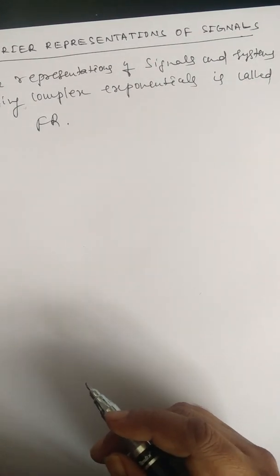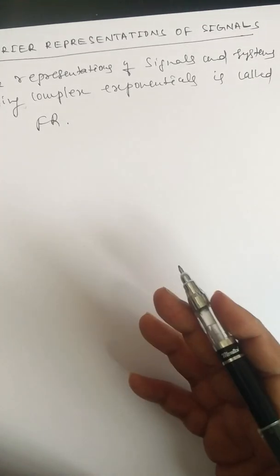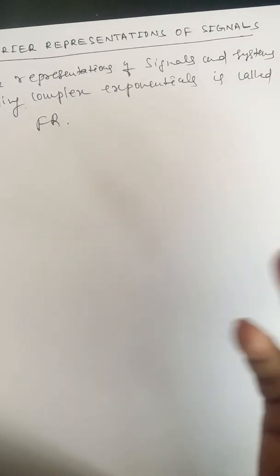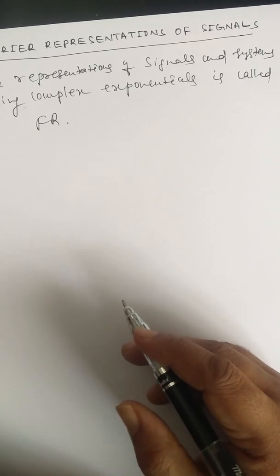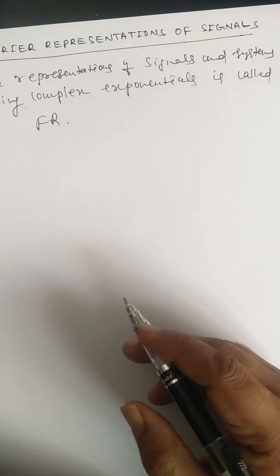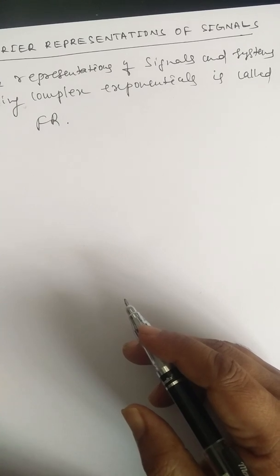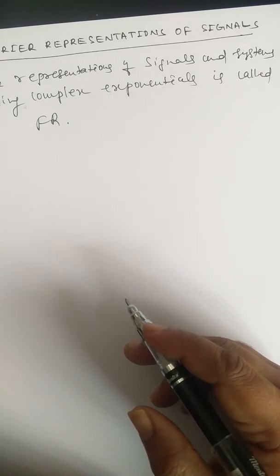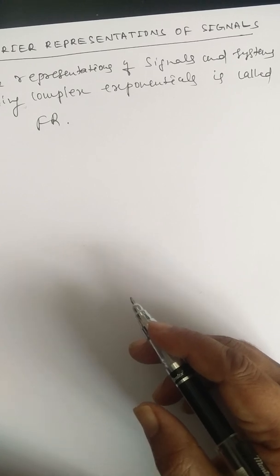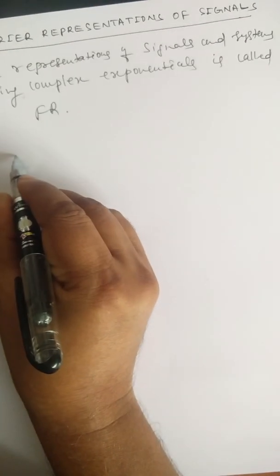When you see the signals here, signals can be continuous periodic, continuous non-periodic, discrete periodic, and discrete non-periodic signals. Representations of periodic signals are called a Fourier series. Representations of non-periodic signals are called Fourier transforms. A Fourier series corresponds to the periodic signals, whereas Fourier transforms correspond to the non-periodic signals. Here, that representation we can show like this.